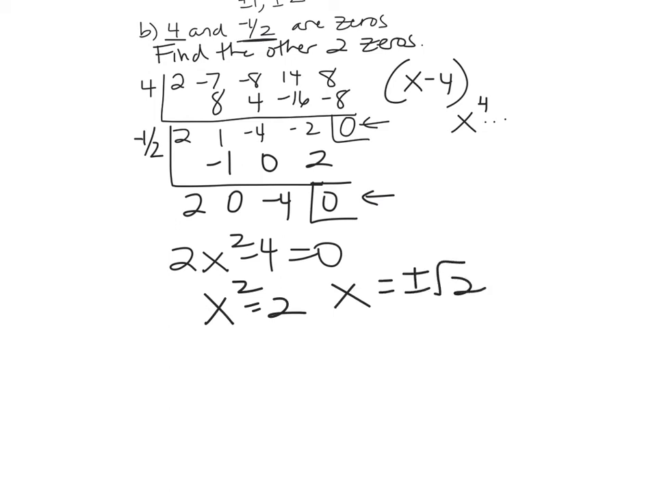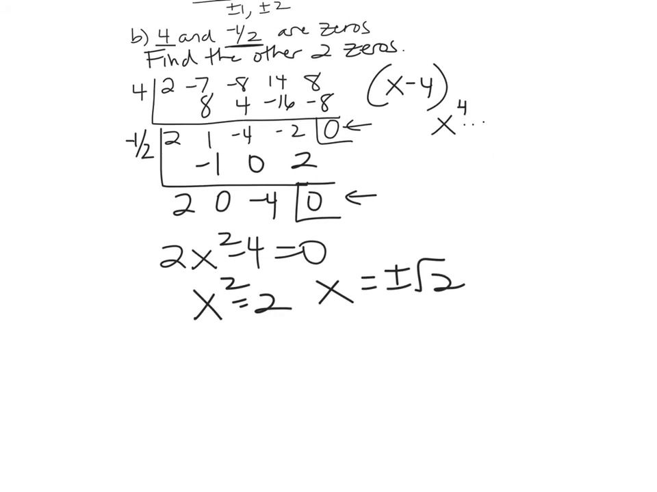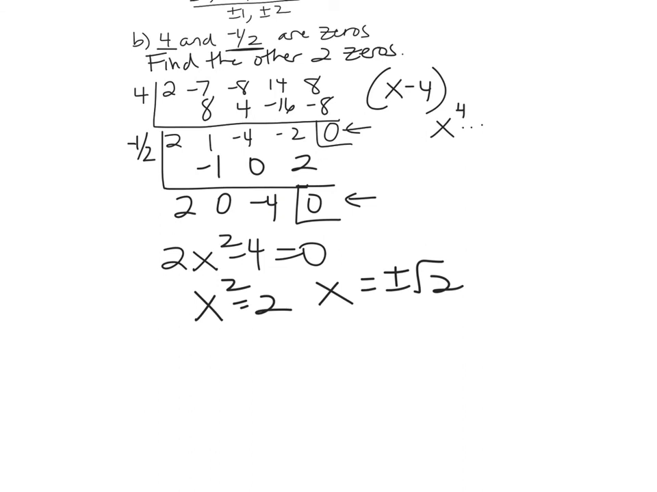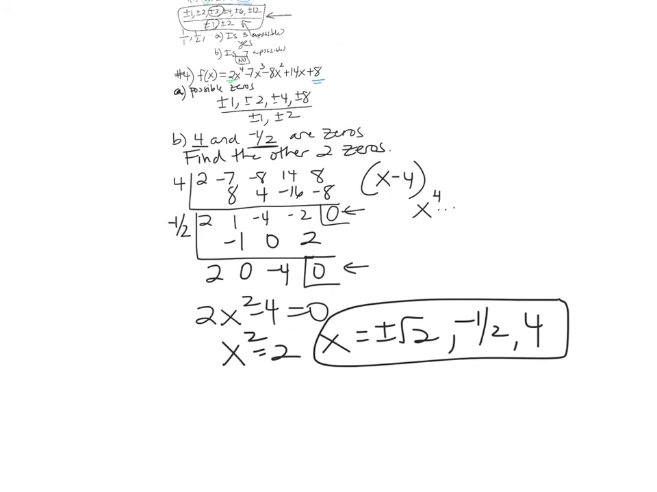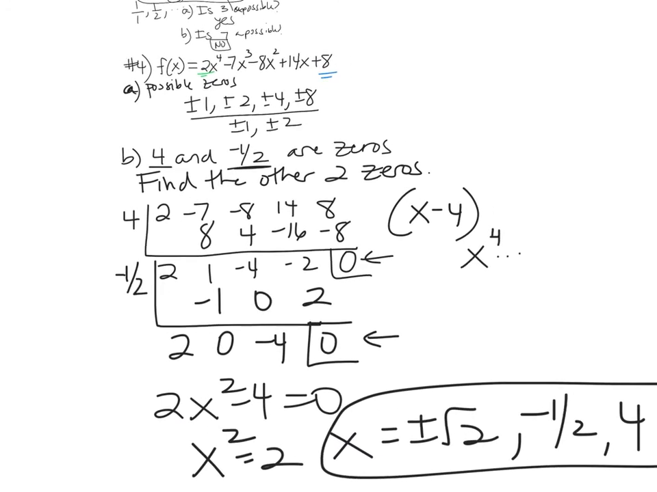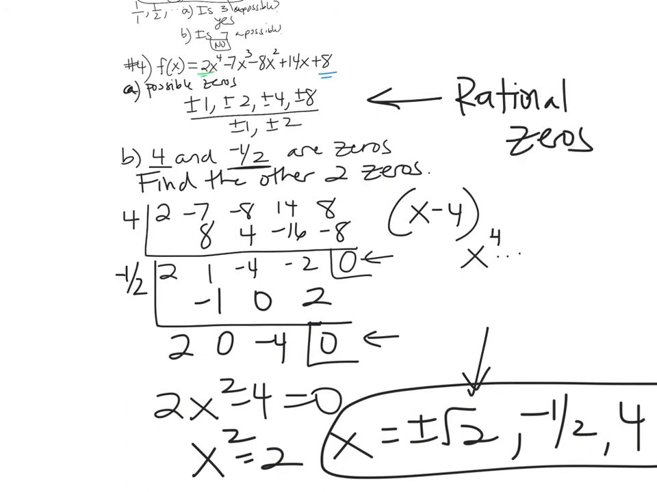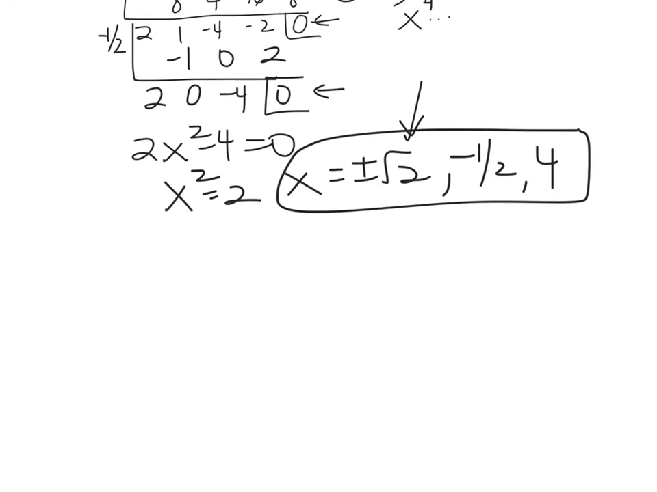So if the question said find all the zeros, we found all the possible ones in A. Now we're finding all of the actual ones. We have plus or minus rad 2, negative 1/2, and 4. So those are all the zeros. Up here it says find all the possible zeros, and you notice that rad 2 is not in there. This is just for rational zeros. I probably should have mentioned that earlier. Rational zeros.